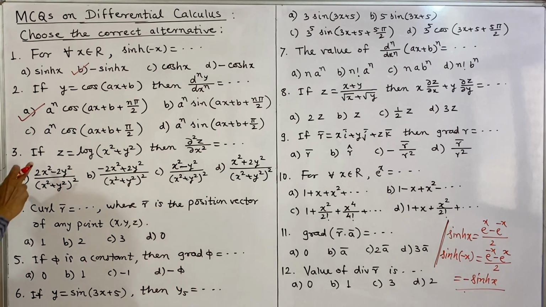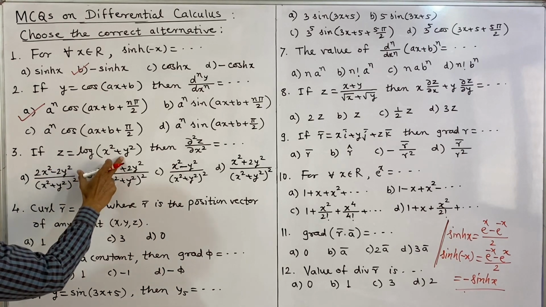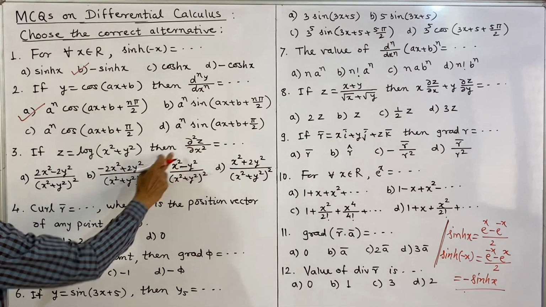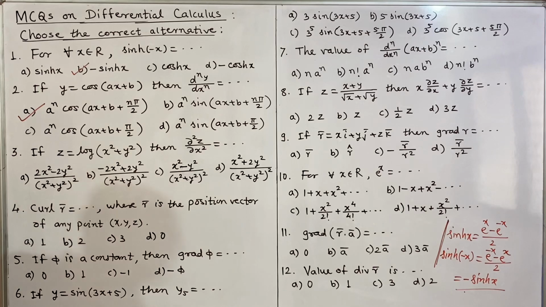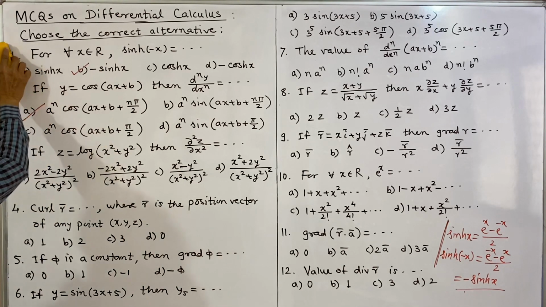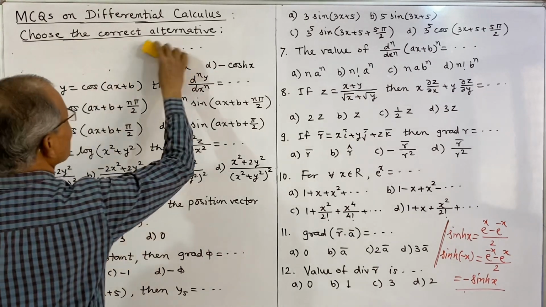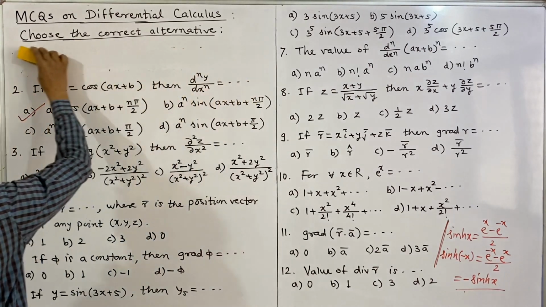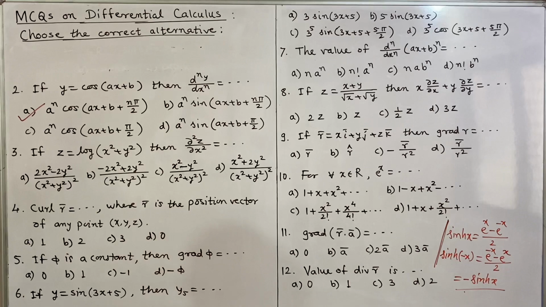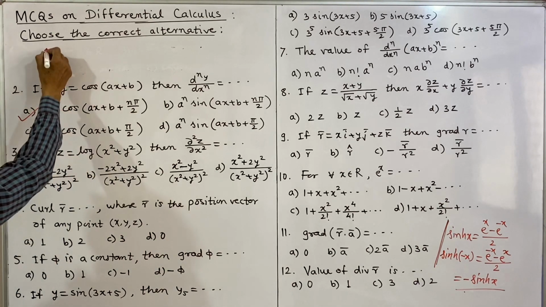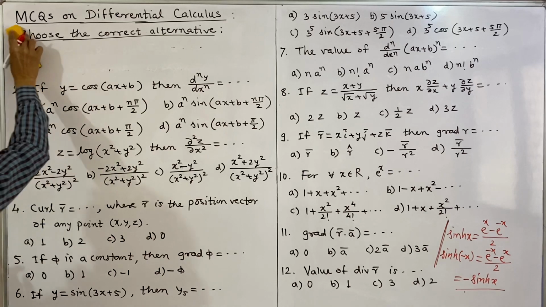Next is, if z is equal to log of x square plus y square, then what is the second partial derivative of z with respect to x? Second partial derivative of z with respect to x, that is asked. And for this purpose we can find the first derivative. If it is z, then what will be dou z by dou x?